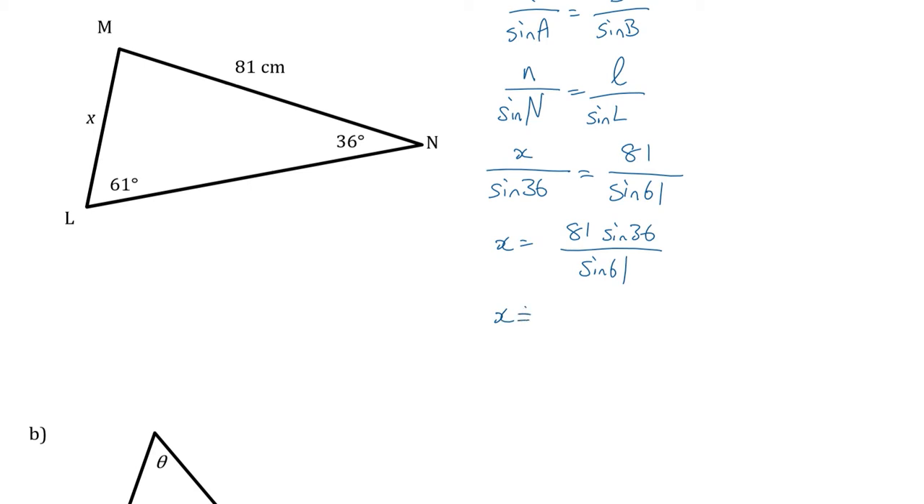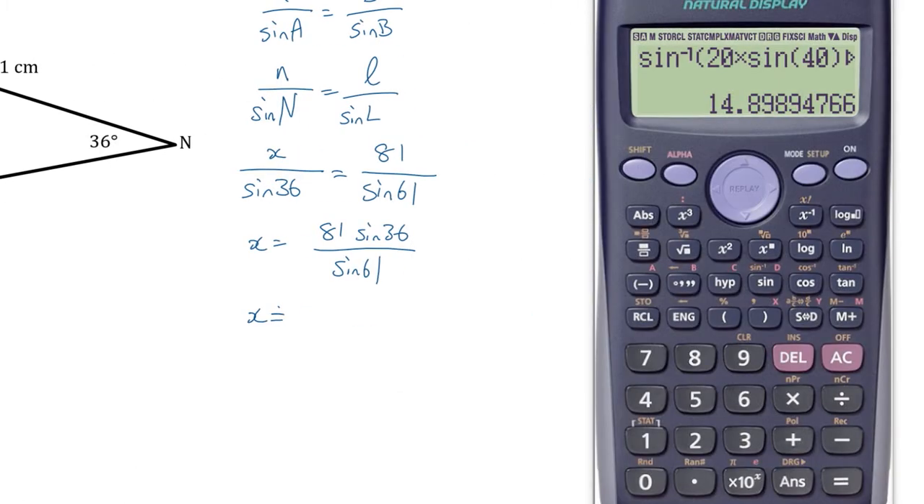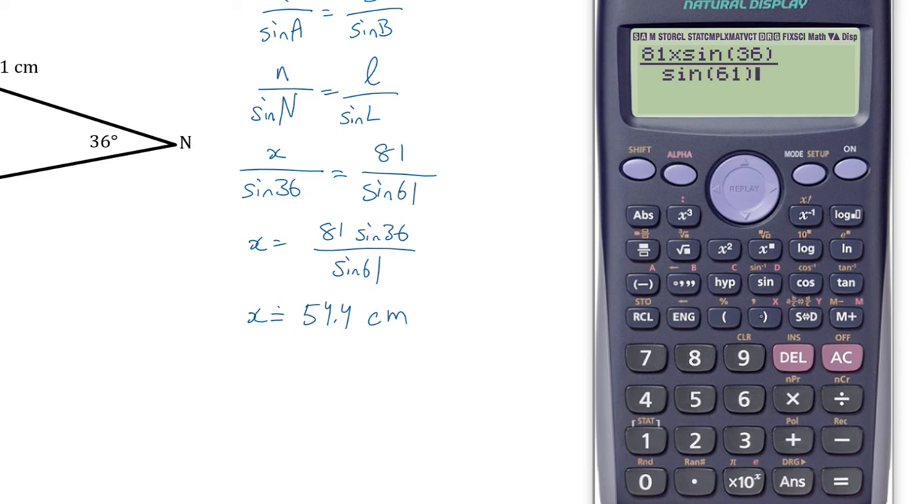This is a side length, so we're going to round to 1 decimal place, and I get, and I'm not doing shift sine because I'm not looking for an angle, 81 times sine of 36, close bracket, divided by sine of 61. I don't need a close bracket there. I'm going to show you something. Side length, so 54.4, and we have units, so I'm going to include them, centimeters. What if I did it as a fraction like this? These calculators tend to be really picky. So in this case, I do need to close the bracket, or it's going to give me an error. Okay, but it gives me the same answer.